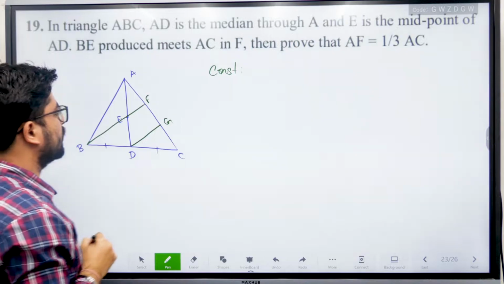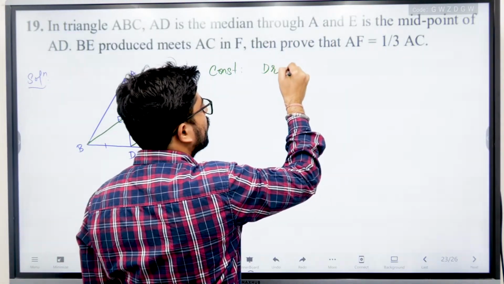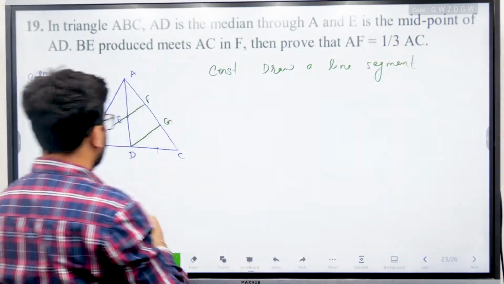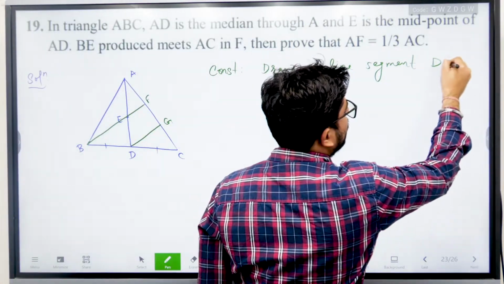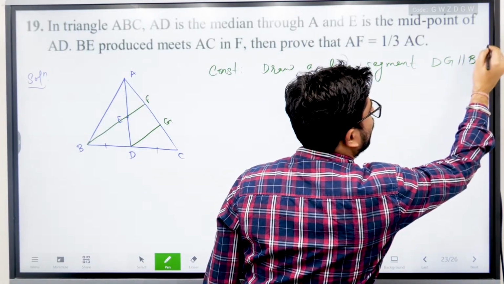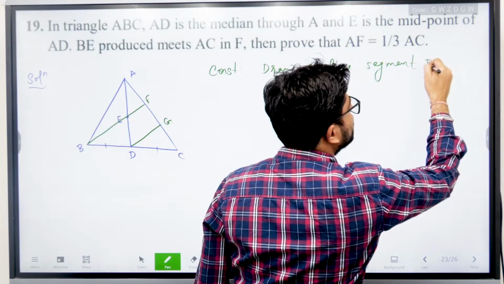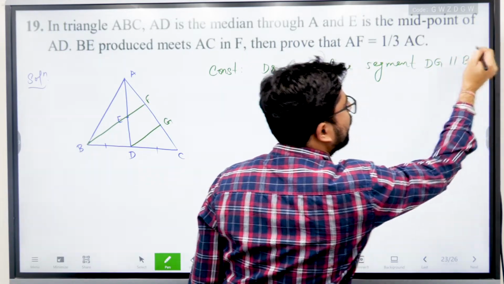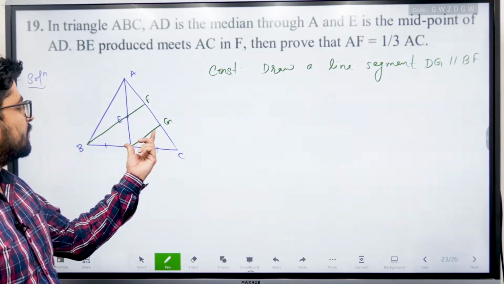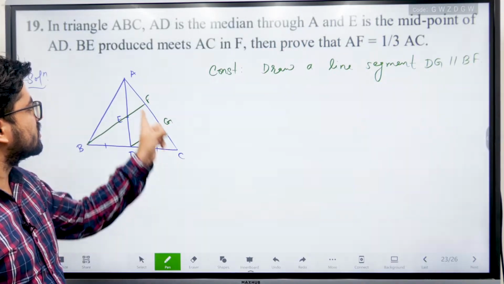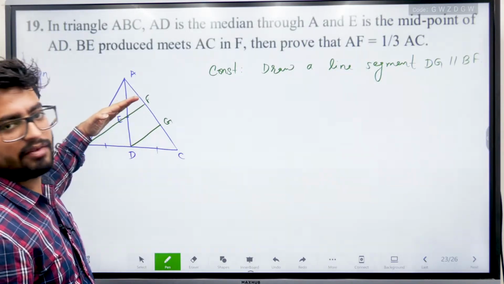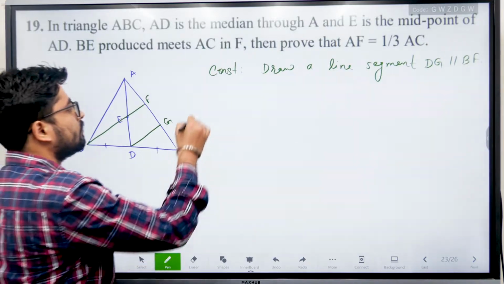Let's say that point is G. Construction: draw a line segment DG parallel to BF, where G is the point of intersection of this line and AC. Draw a line segment DG which is parallel to this BF. Got it? Okay, now prove.